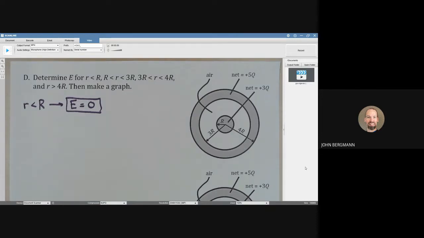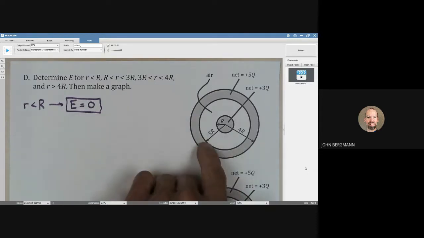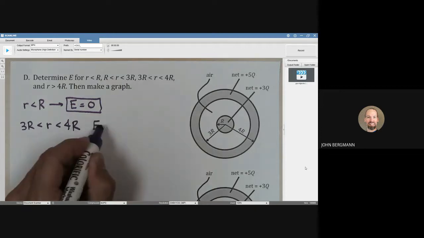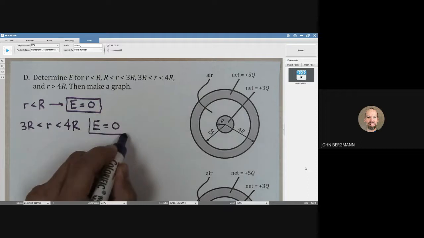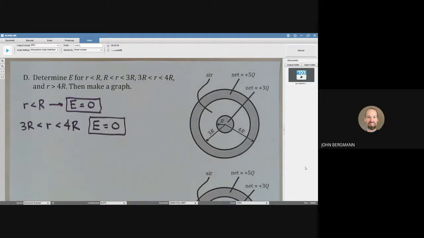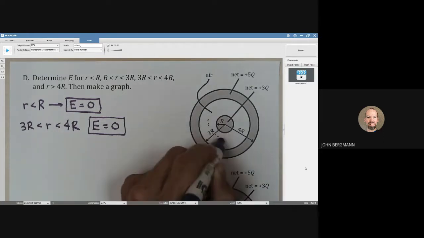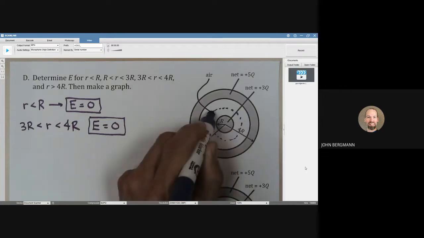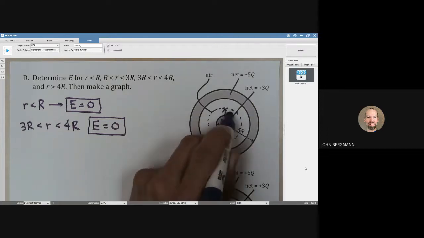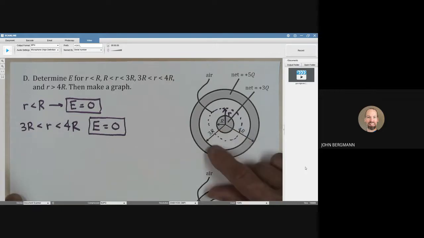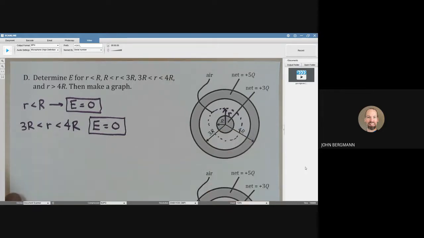Similarly, let's skip directly to r between 3R and 4R. In other words, within the thickness of this metal basketball, inside a conductor in electrostatic equilibrium, the electric field has to be 0. What about between here? Like, let's draw a Gaussian surface in between here, and I'll call that little r. Let's use Gauss's law to figure out what the electric field is outside the cannonball, but before we get to the inner surface of the basketball.